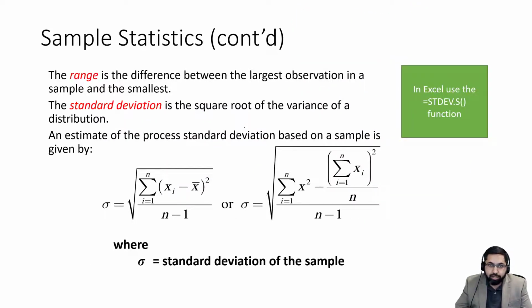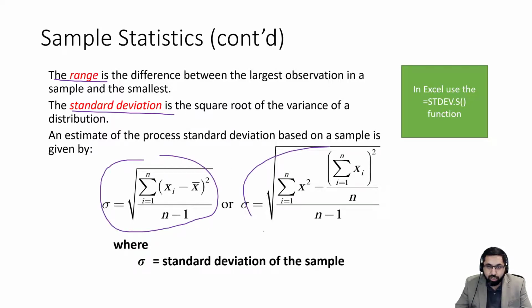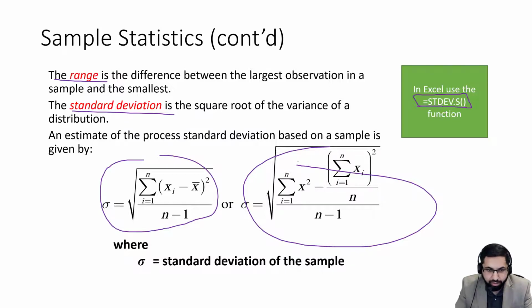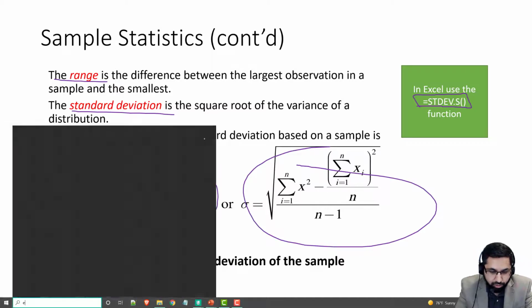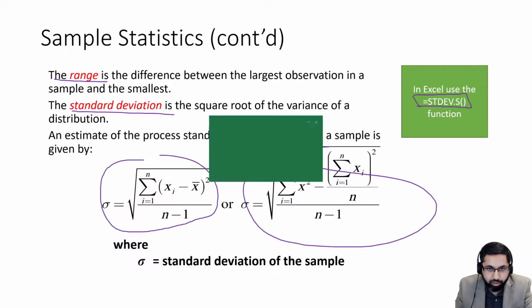The second and third statistics we need are the range and the standard deviation. These are measures of variability. So standard deviation has this complicated formula, which I don't expect you to use. The best way is to put the numbers in Excel and use this formula in Excel, equals stdev.s. Okay, so let's see if I can show you what this formula is going to look like.